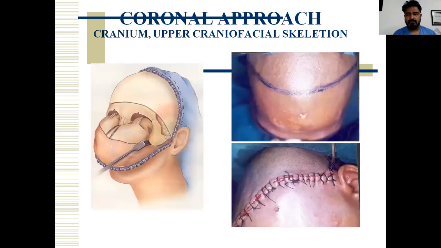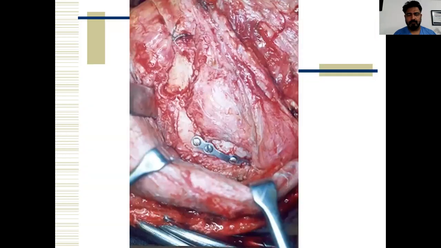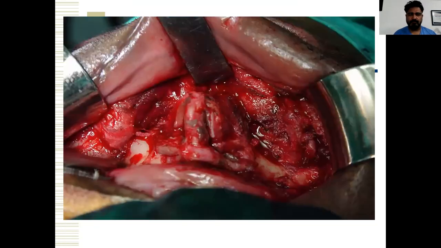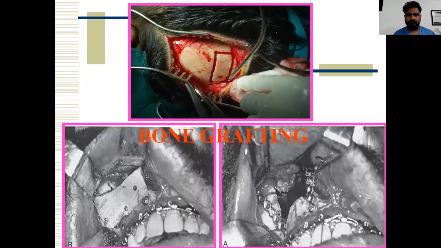Then there is the bicoronal approach or coronal approach for maxillary fractures. This is called the hemicoronal incision also. Then bone grafting: yes, sometimes if we have an open area, we can use a calvarial bone graft from this area also.